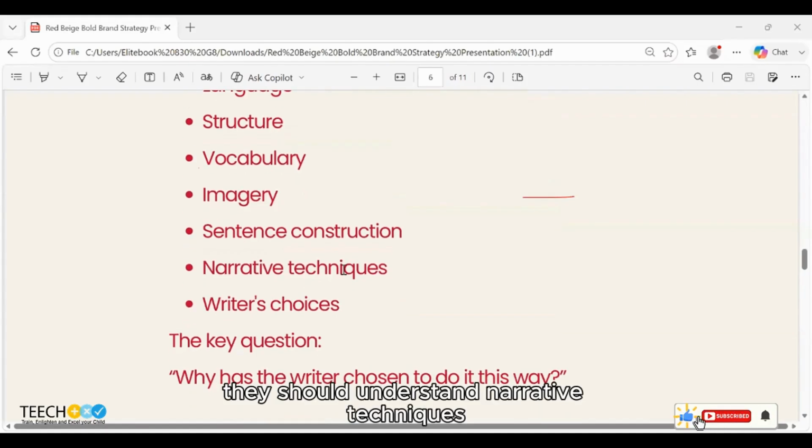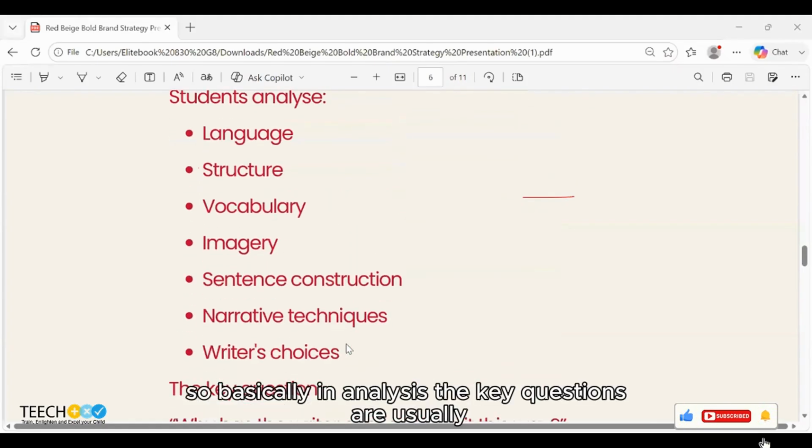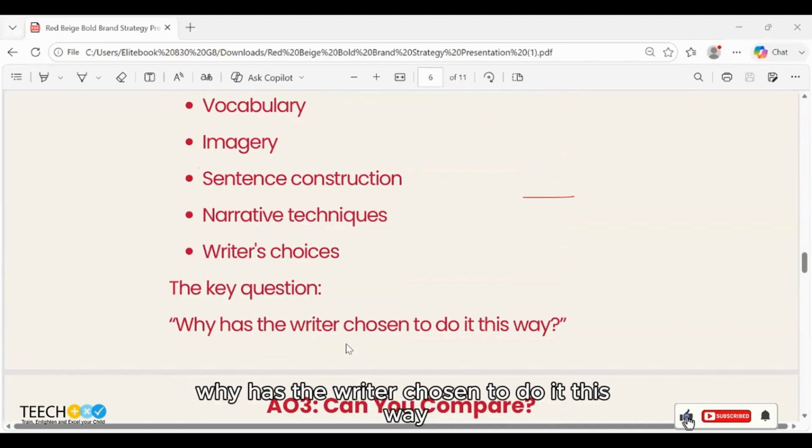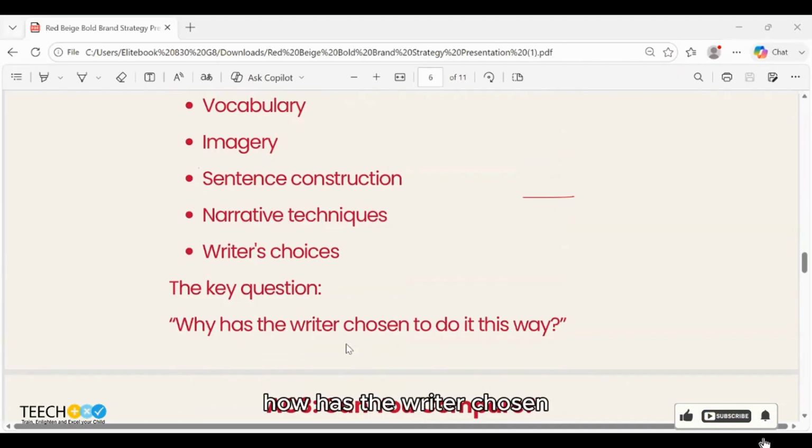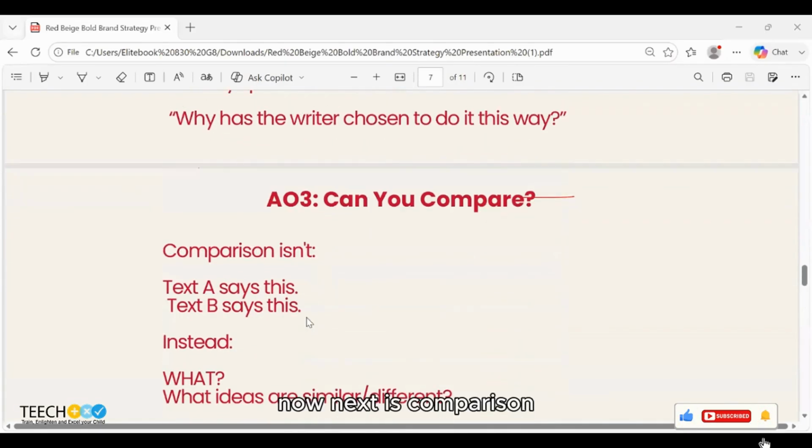They should understand narrative techniques. They should understand the writer's choices. So basically, in analysis, the key questions are usually: why has the writer chosen to do it this way? How has the writer chosen? Why did the writer use this to show this? Why did the writer use this to show that? It's simply that if you check a lot of past questions, you're going to be seeing questions that are framed in this way. Now, next is comparison.